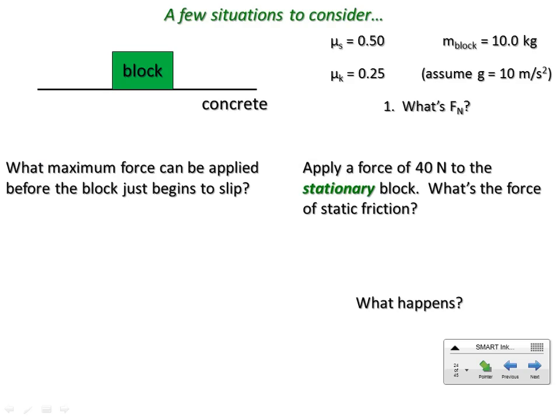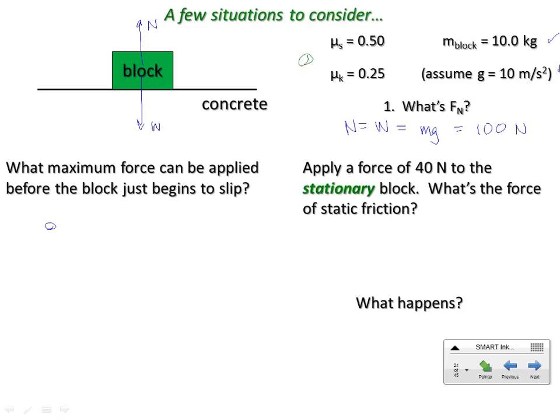Okay, a couple of situations here. We have a block sitting there on concrete. Here's some information I give you: the static coefficient, the kinetic coefficient, and the mass of the block. We'll use 10 for g. First, let's find the normal force. Here's the weight force, and there's the normal force. Nothing here about angles, so we can just say that normal equals weight, which is equal to mg. That's going to be 100 newtons, 10 times 10.